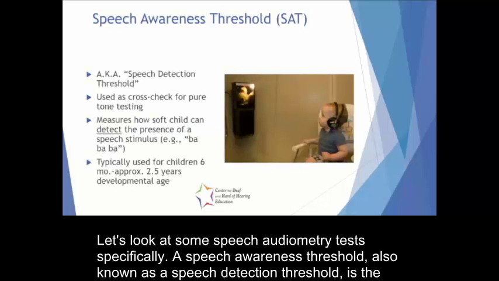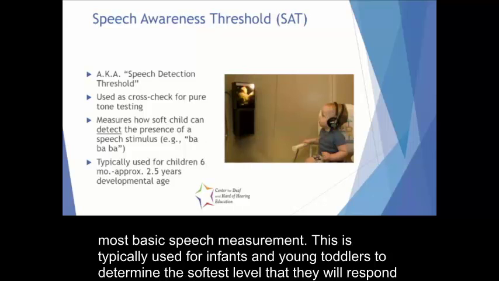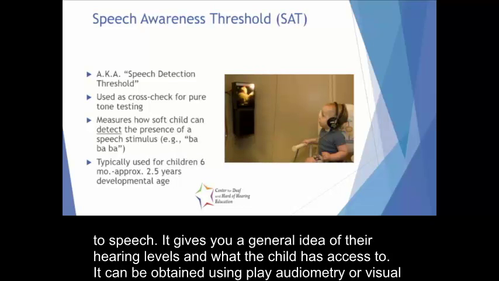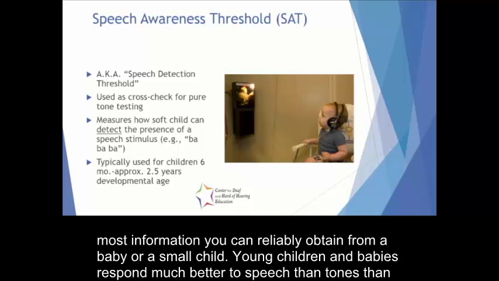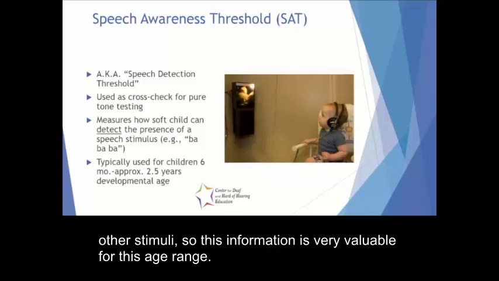A speech awareness threshold, also known as a speech detection threshold, is the most basic speech measurement. This is typically used for infants and young toddlers to determine the softest level that they will respond to speech. It gives you a general idea of their hearing levels and what the child has access to. It can be obtained using play audiometry or visual reinforcement audiometry. It can give you some information about hearing in both ears if they're wearing headphones. It can sometimes be the most information you can reliably obtain from a baby or a small child. Young children and babies respond much better to speech than tones and other stimuli, so this information is very valuable for this age range.